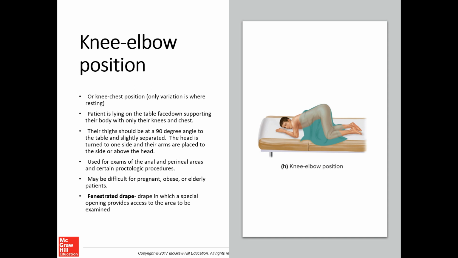The next one is either knee to elbow or knee to chest position. Typically the patient is on their knees on the bed, and their thighs should be at about a 90-degree angle. It's used for anal or perineal exams, some proctologic procedures. It may be difficult for pregnant, obese, or elderly patients. And then just FYI, a fenestrated drape is a drape or a paper towel, like a towel with a special opening or a hole in the center of it, which can be used to examine certain areas and then keep the rest of the area surrounding it covered up.